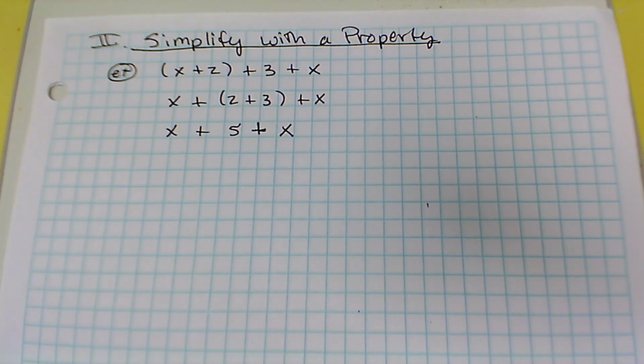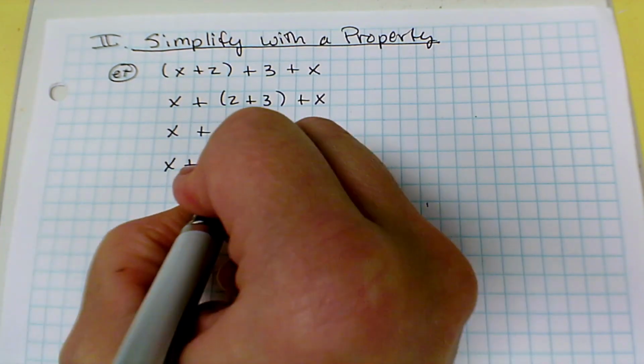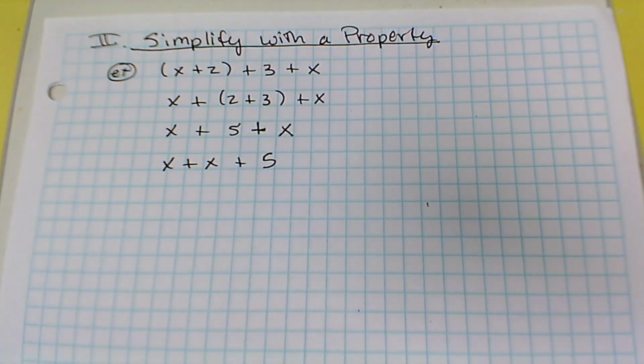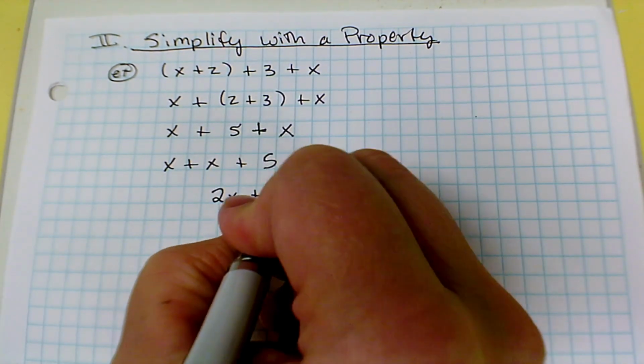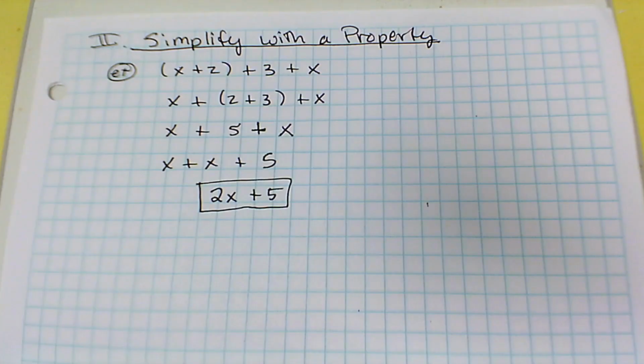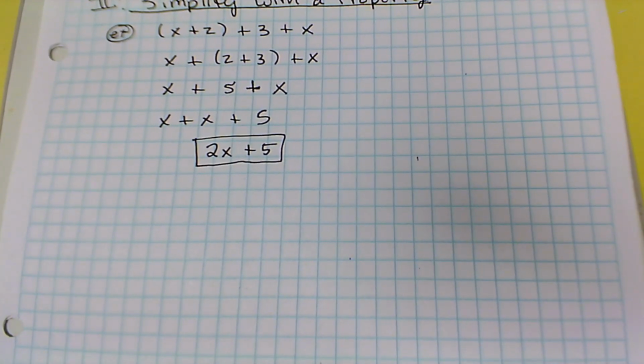Now I need to add the x's together. So I'm going to use commutative property, which lets me change the order. Commutative property of addition lets me push this x over to the front. So I have x plus 5, and now you can add your x's. x plus x is 2x plus 5. You cannot add an x to a number term. So that would be your answer. The letter term always goes first. The variable goes first.